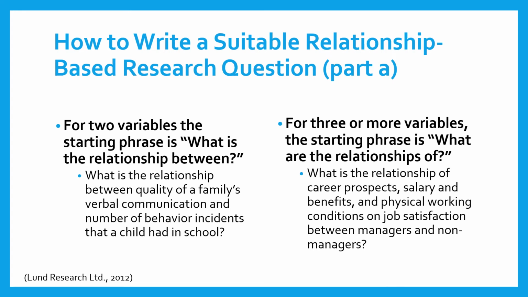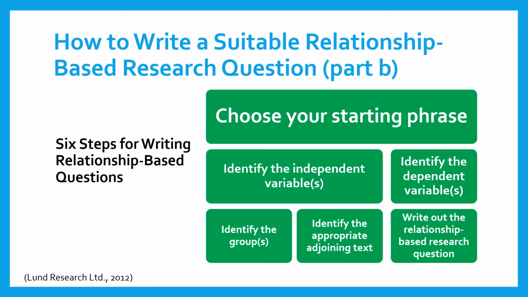There must be a specific starting phrase for research questions where you want to find the relationship between variables. I will let you read them to yourself. Notice the starting phrase, independent and dependent variables. You will notice that the following 6 steps for writing relationship-based questions is similar to the 6 steps for writing comparative-based questions.